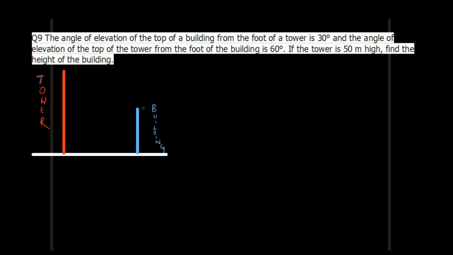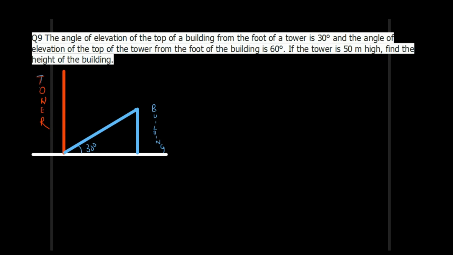So first of all, let us draw a ground, and now we have a tower and then we have a building. Okay, so this is the tower, and this is our building, right? So this is our building. Now let's read the first line. The angle of elevation of the top of the building from the foot of the tower is 30 degree. That means this angle is 30 degree given to you.